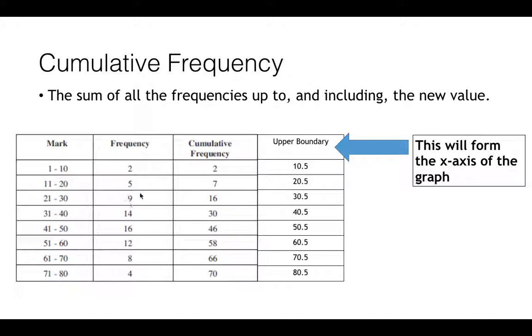As we go through here, we have 9 people in this class, and we add that to the 2 and the 5 from before, and we get 16, and so on all the way down to the bottom. By the time you get to the last class here, the cumulative frequency for this one should tell you the total number of people who took part in that survey, or in this case took part in the test. So 70 people took part in this test. Okay, so the cumulative frequency is quite useful.